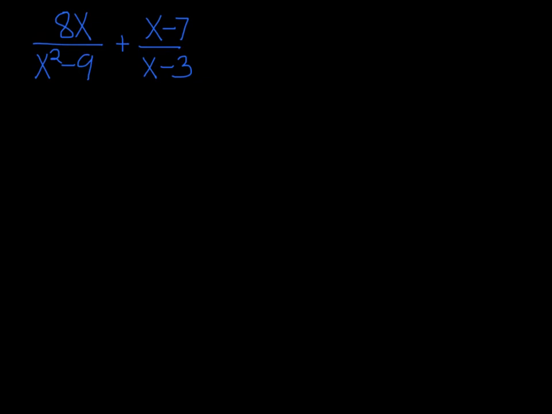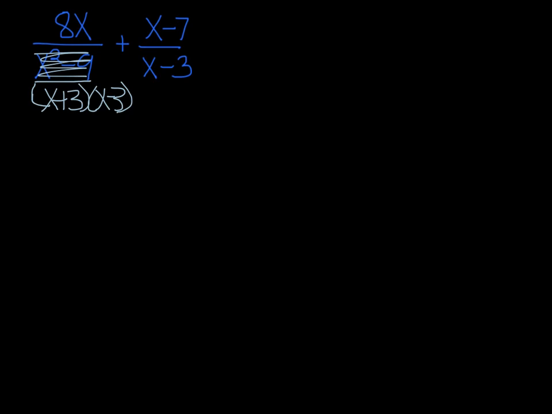Alright, here's a new one. We've got 8x over x squared minus 9 plus x minus 7 over x minus 3. The very first thing you have to discover here is you have to be able to look at this and say that must be factored. So that's going to factor to x plus 3, x minus 3. We always want to factor everything that we can first.